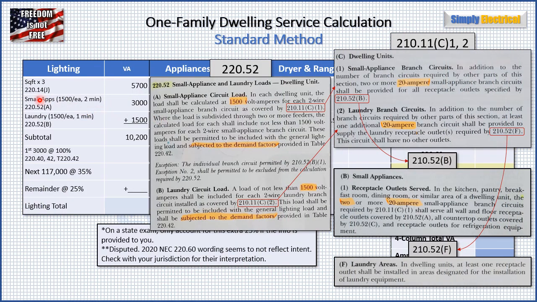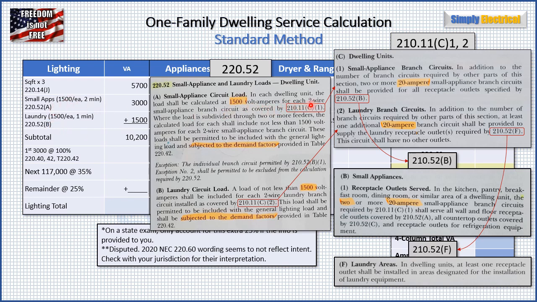Next step is our small appliances. We have a 2-circuit minimum at 1500 volt amps a piece. How do we know that? Well, 220.52a tells us. Let's go to 220.52. This is small appliance and laundry loads for a dwelling unit. Small appliance circuit load. In each dwelling unit, the load shall be calculated at 1500 volt amperes. That's where we got this.